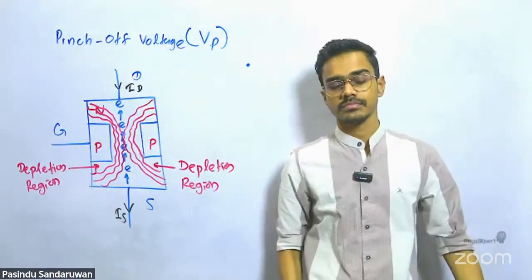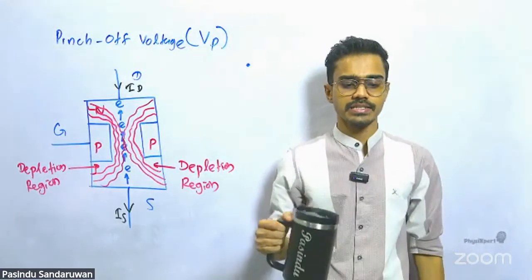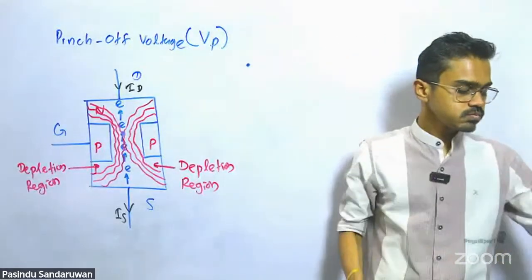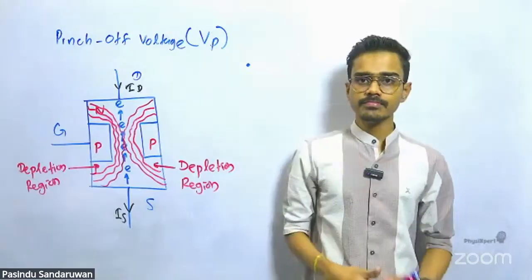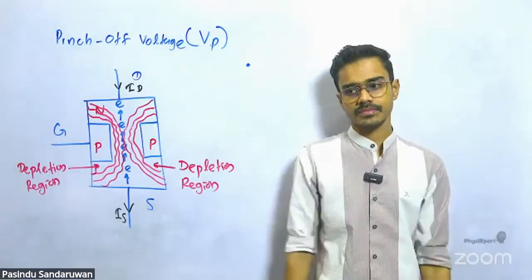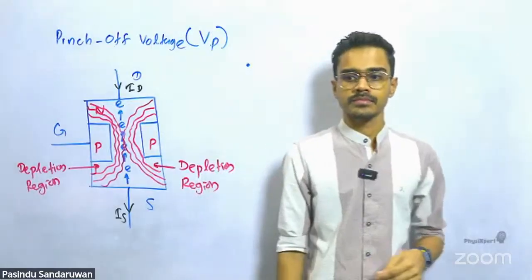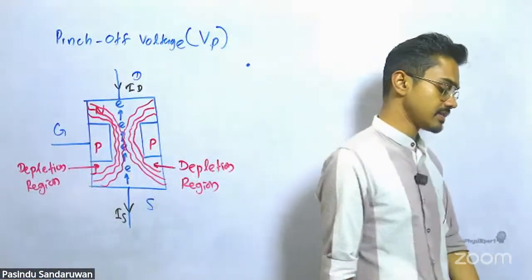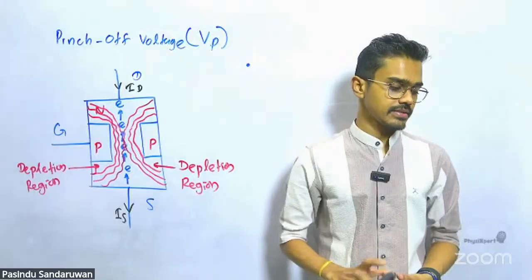When depletion regions from both sides are merged together, flow of electrons stops.